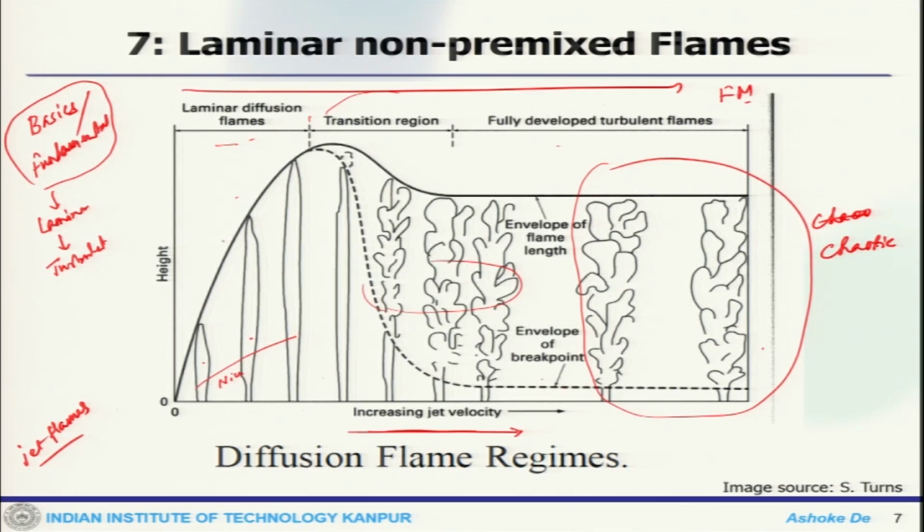So, that is why we started here and slowly go there, because whenever we look at a turbulent system, you require the information from this laminar understanding, and that is what we are doing. We will stop here today and continue the discussion in the next lecture. Thank you.